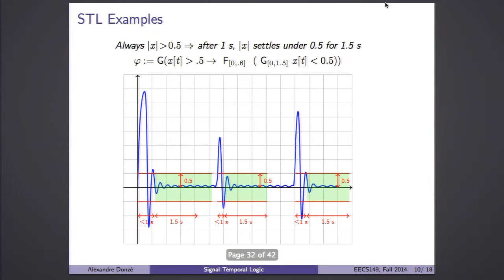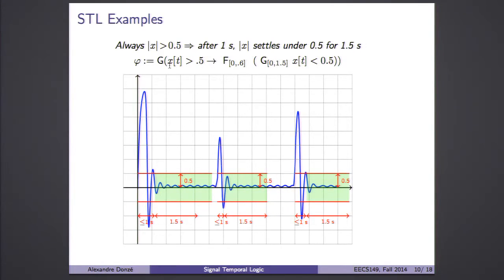Okay, and maybe a more interesting property is like the stabilization property that's often used in control systems. Whenever x overshoots, okay, it should settle back. It should stabilize at some region and stay in this region for some time. Okay, so always if x of t greater than 0.5, then eventually 0.06 second, always for 5 seconds, x of t smaller than 0.5. And there should be an absolute value here.